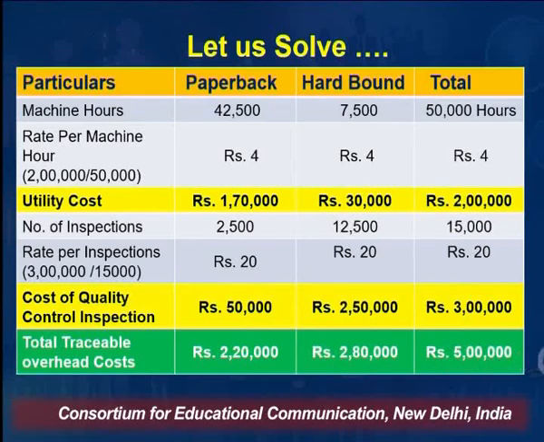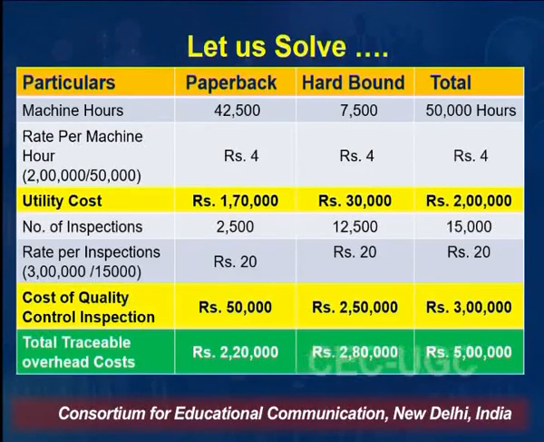And if you remember, when we started having a look at this question, I told you that the two possible cost drivers can be machine hour and number of inspections, what you can also call as cost of quality control inspection. And your total overhead was also allocated in 2 parts. So obviously cost drivers are like that. Number of inspections, if we look at the question, we get total number of inspections as 2,500 for paperback, whereas it was 12,500 inspections for hardbound.